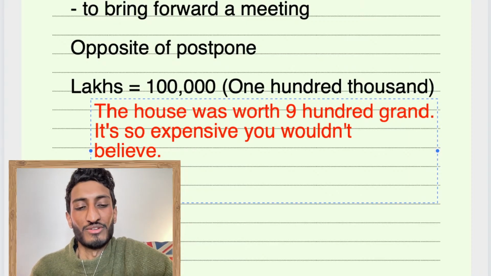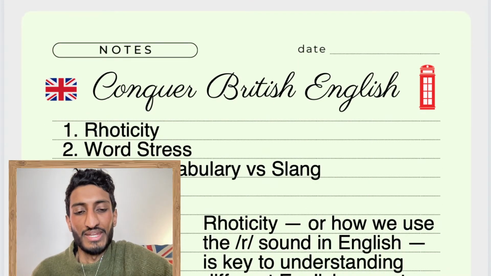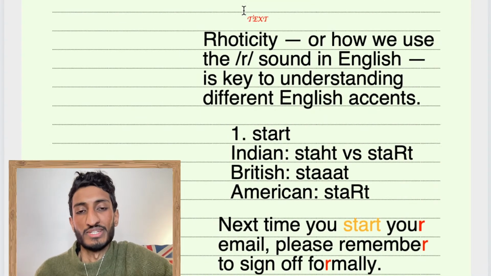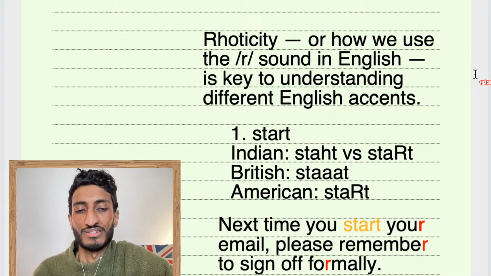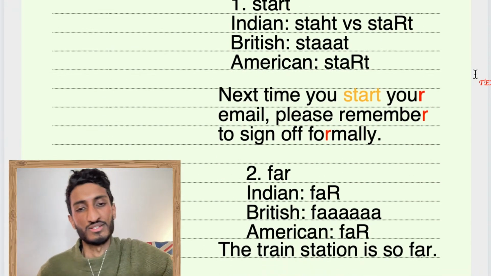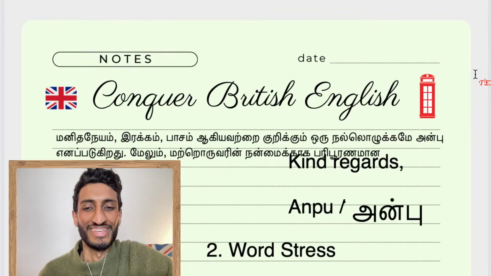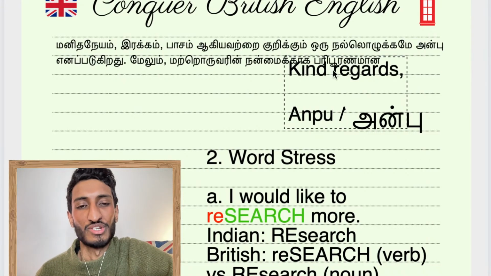Okie dokes, before we log off, let's just quickly recap from the beginning. So we've gone through rhoticity, word stress, and Indian vocabulary versus slang. We talked about how rhoticity is how we use the R sound in English, and it's key to understanding different English accents. We discussed the word start and far in both the American, Indian, and British accents. We then talked about how Tamil looks, which is really, really cool, and how I finish off my emails there.